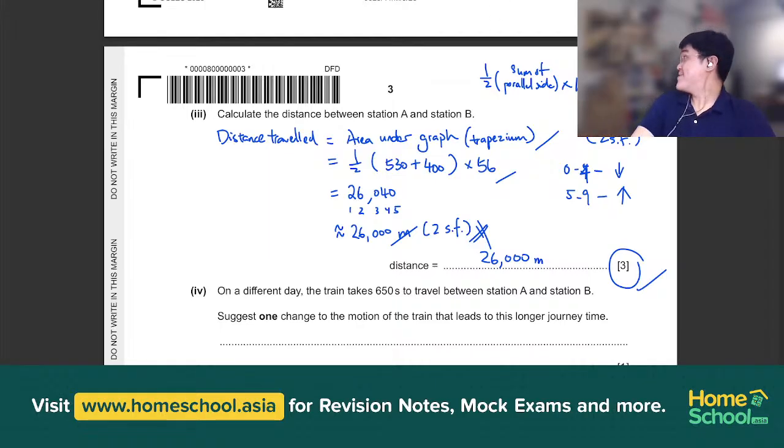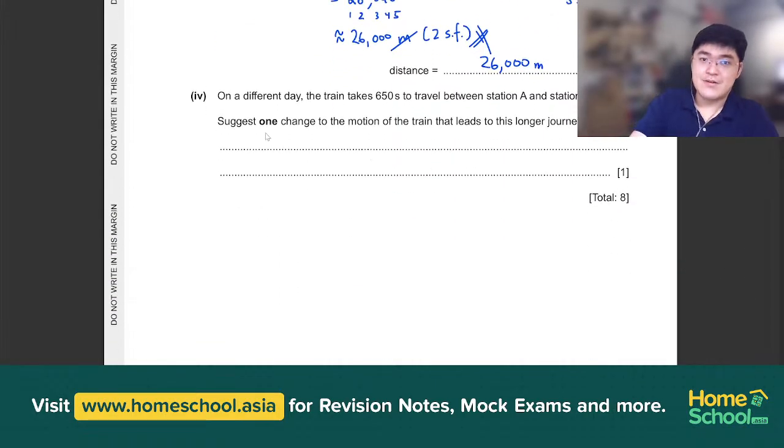Okay, so far, right? Fantastic. So let's move on to part 4. All right. So on a different day, the train takes 650 seconds to travel between stations A and stations B. So suggest one change to the motion of the train that leads to this longer journey time. So from stations A and B, we do know that the distance is 26,000 meters.